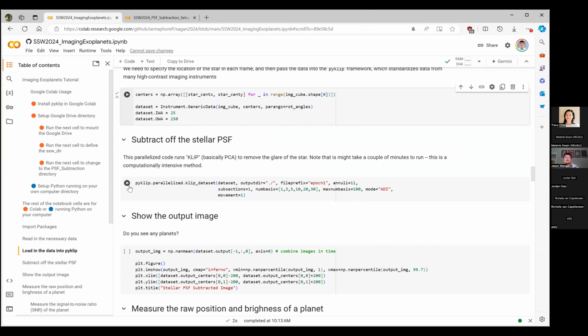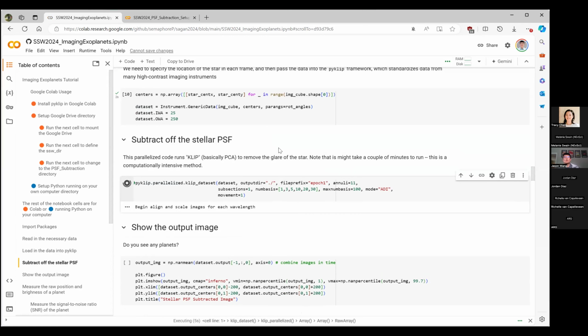The next step will take a little bit of time. This is where we actually are running principal component analysis to remove the glare of the star. This is kind of the core of the pyklip algorithm. This might take a little bit to run.